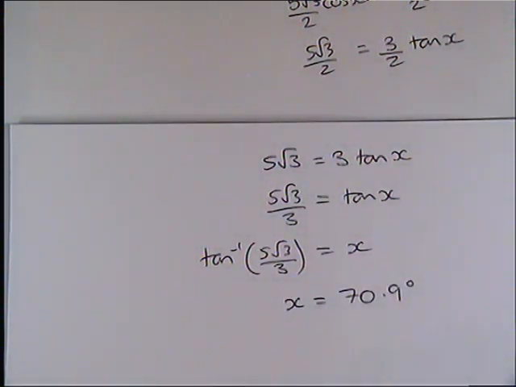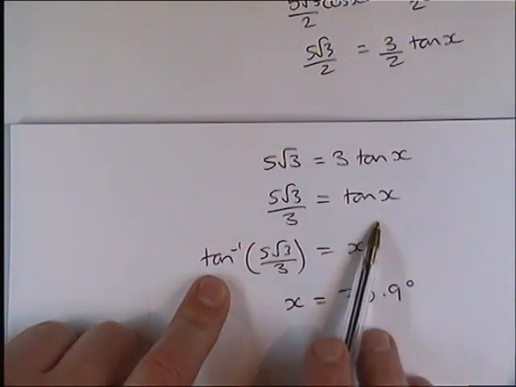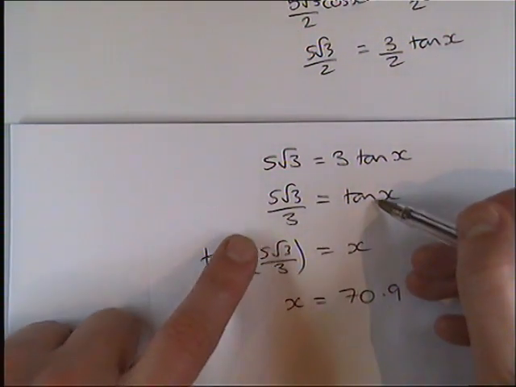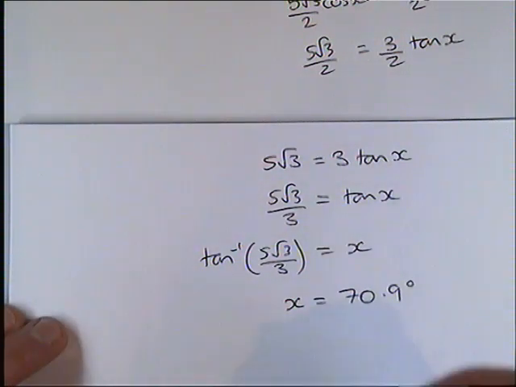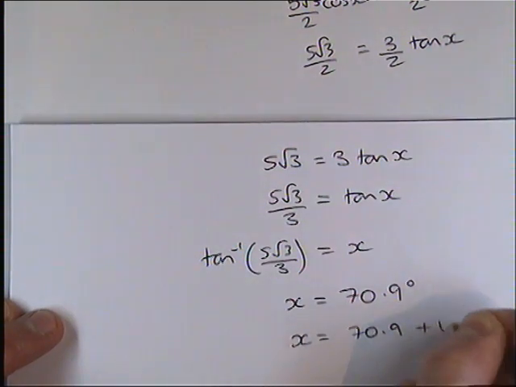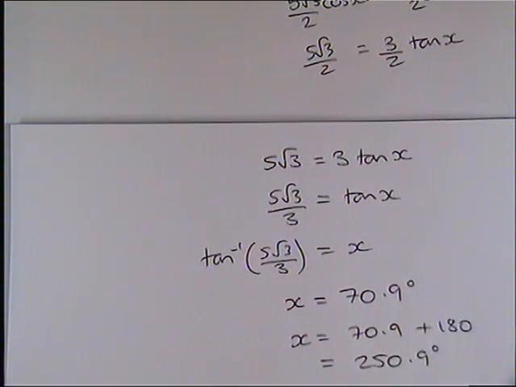Don't forget though, they want all of the solutions in the range 0 to 360. So because we were solving a problem with tan, think about where your second solution for that is going to be. If your first solution is at 70.9, your second solution for tan is going to be at 70.9 plus 180, because the tan graph repeats every 180. That gives you 250.9 degrees. And those are both of the solutions to that equation.